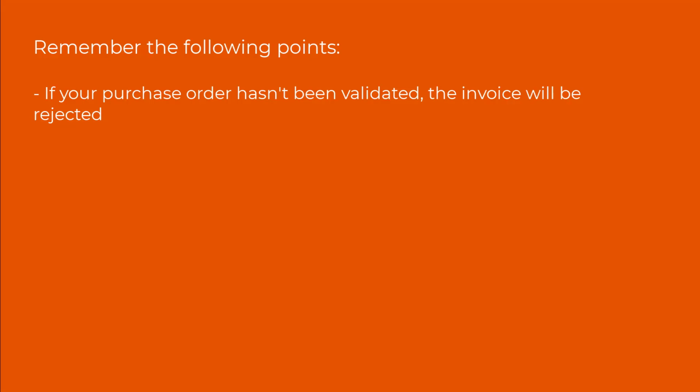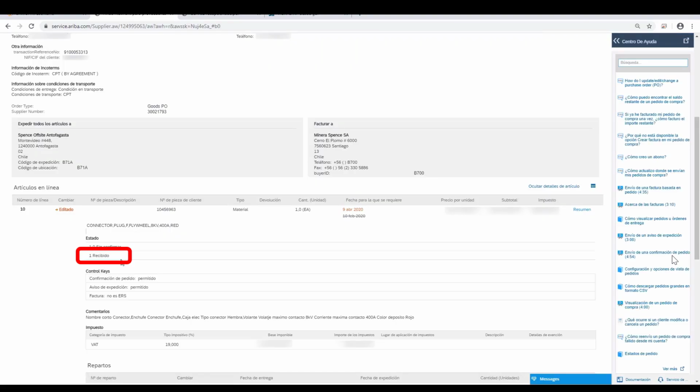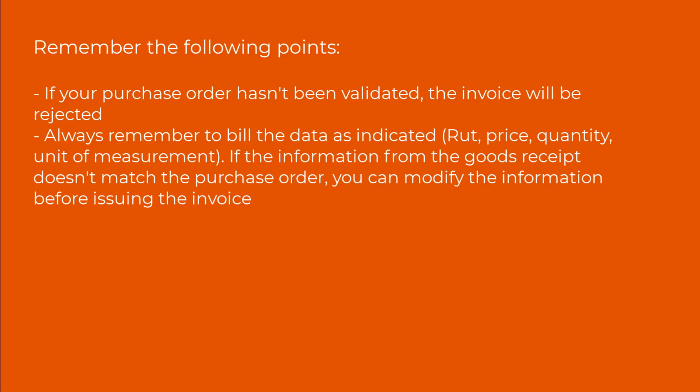In conclusion, remember the following points. If your purchase order hasn't been validated, the invoice will be rejected. To bill, you must enter the data as indicated in the purchase order. You can edit the information that was preloaded.